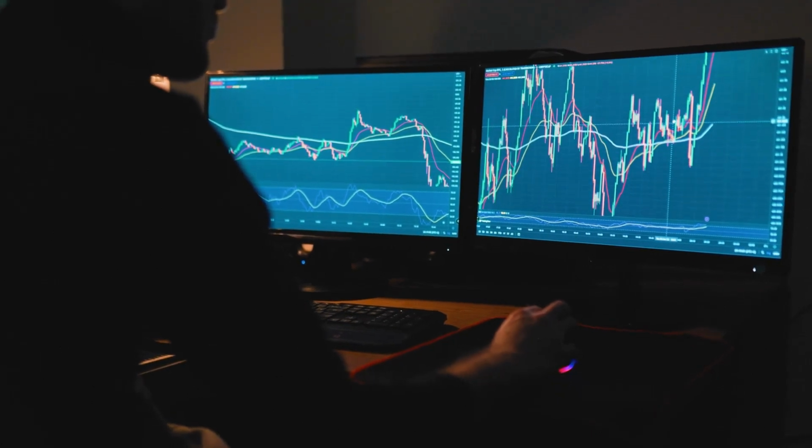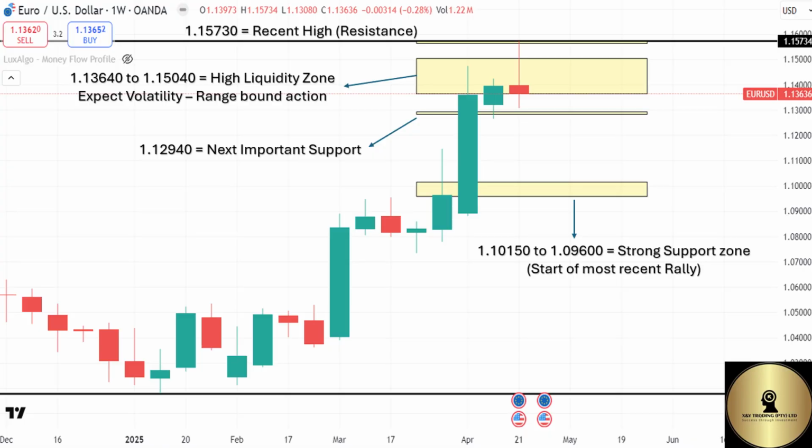Alright, let's talk about some key levels to keep an eye on. First up, 1.1573. This is the recent swing high, and it's acting as a major resistance. Then, between 1.1364 and 1.1504, we've got a high liquidity zone. You can expect some volatility here, and probably some range-bound price action as well. Moving down, 1.1294 is the next important support below the current price. And finally, the zone from 1.1015 to 1.096 is a strong support area with heavy accumulation. This is actually where the recent rally started.